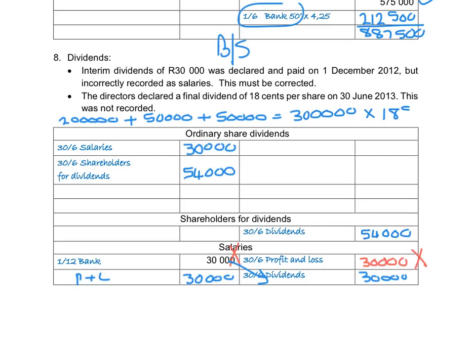The amount that will be taken to retained income to show what is the total amount that was paid out will be 84,000 rand. So this will be taken from the retained income account. And in the balance sheet, we will show that the shareholders' outstanding amount is 54,000, so that will be a current liability.